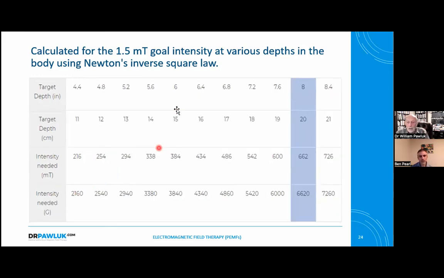Also, if you want to deliver 15 Gauss across the brain, across the skull, from one side of the skull to the other, you're going to need almost 4,000 Gauss, right, in order to be able to deliver that energy.